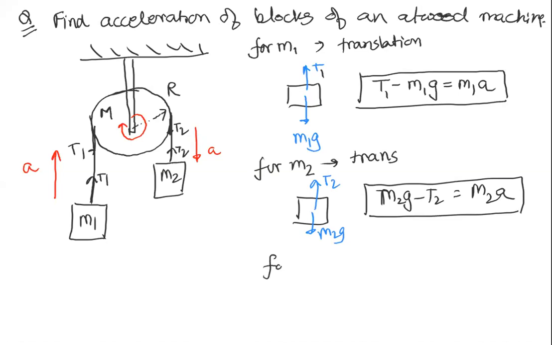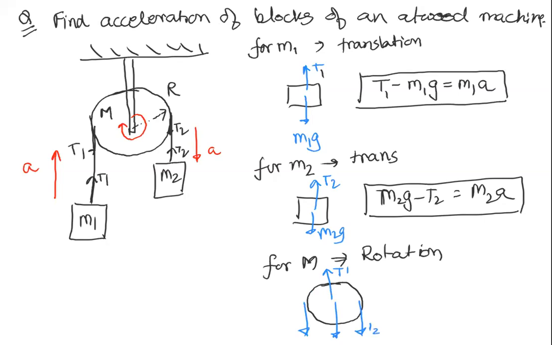And then we come to the pulley itself. Pulley is undergoing pure rotation. So we draw the rotational free body diagram. Forces acting as and where they act on the system: T dash, T2, T1, Mg.